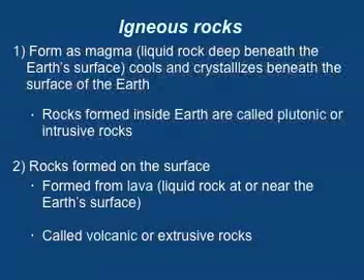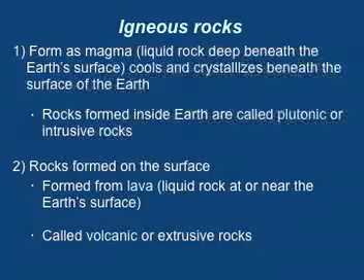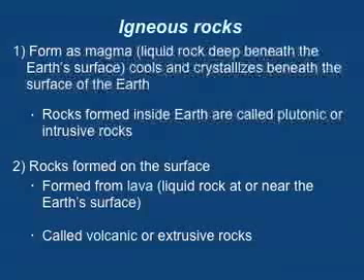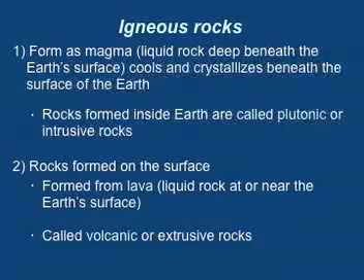When this lava comes out to the Earth's surface, it's going to cool really, really quickly. It's cold at the Earth's surface for this lava. Because of that, the crystals that form are going to be really, really small. They might be microscopic, probably microscopic. We call rocks that form from lava at or near the Earth's surface volcanic or extrusive because they extrude out onto the Earth's surface.